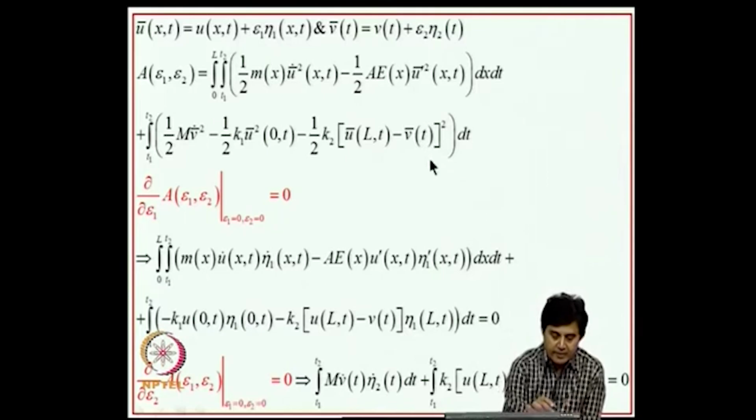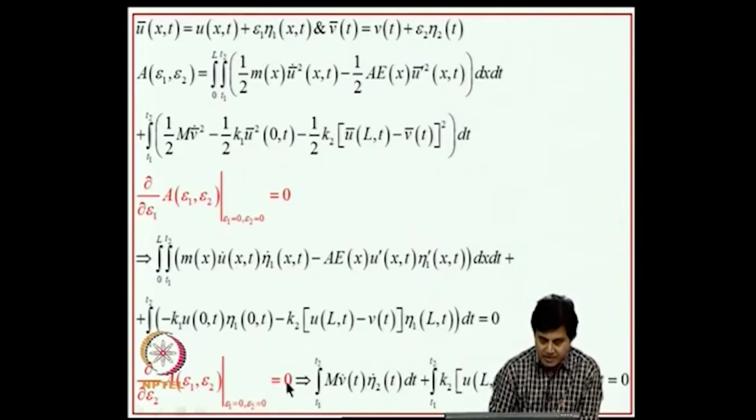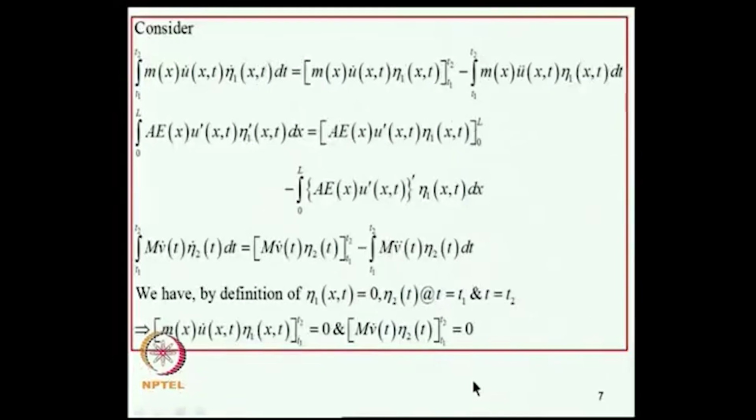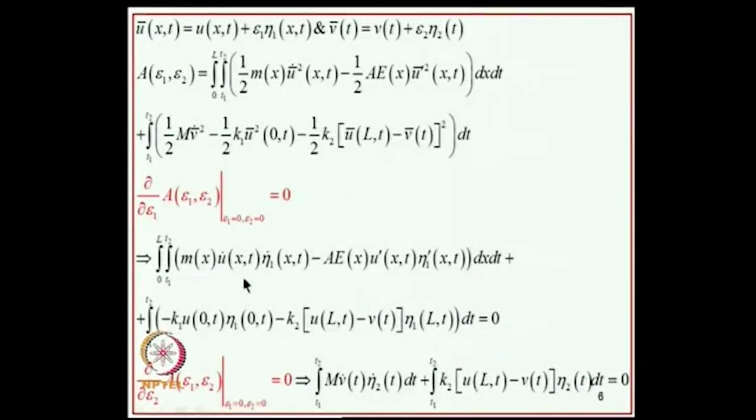Now, we know that the action integral would reach the stationary value, and the necessary condition for that is that the gradient with respect to epsilon 1 must vanish and the gradient with respect to epsilon 2 must vanish. And we know beforehand that this stationarity condition will be realized when epsilon 1 is 0 and epsilon 2 is 0, because by definition u and v are the unknown optimal solutions. Now, if I implement these two requirements, we will get these two equations, and here we have terms involving the time derivative of the variation and the spatial derivative of the variation. The time derivative appears here as well as here in the second equation.